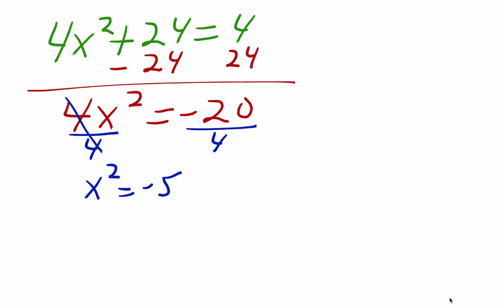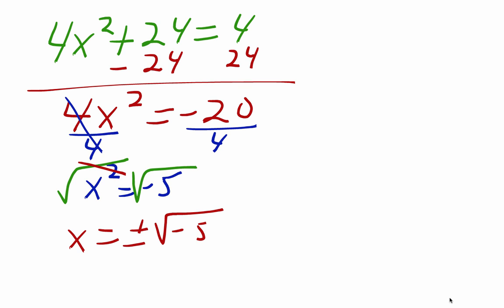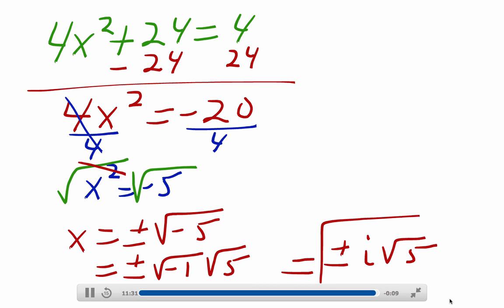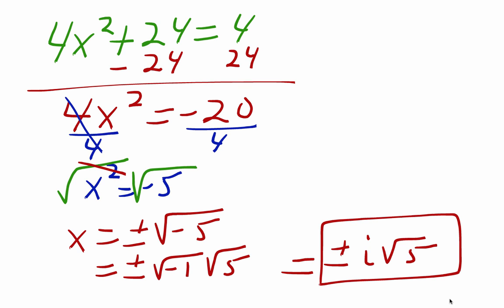And we know to get rid of the square, we can take the square root, because the square root and the square cancel each other out, so we're left with x equals plus or minus the square root of negative 5. So that means plus or minus square root of negative 1, square root of 5. And so our answer then would be plus or minus i square root of 5. And that's how I would write it, and that would be our answer.